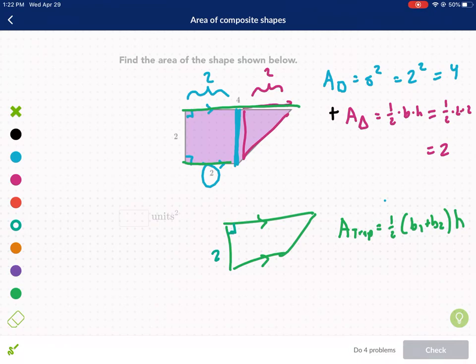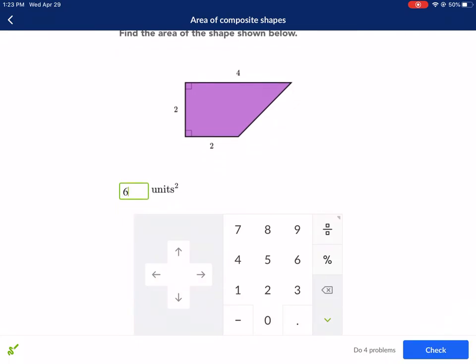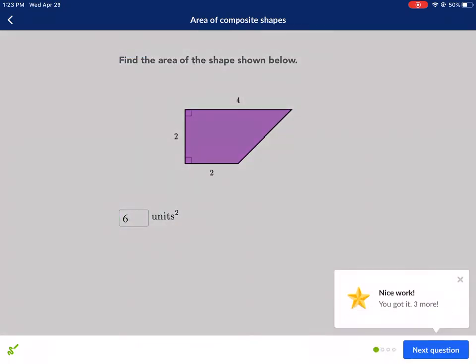That's very important. And then one of the bases is 4, the other is 2, and then we can apply our formula, see if we get the same thing. So 1/2, 4 plus 2 is 6. Let me write it out just to make sure you guys get it. So we have 4 plus 2 times the height, which is 2. Then we have 1/2 times 6 times 2. That's 12 over 2, or 6. So see how we got the same thing, 6 units squared, whether we treated it as a trapezoid or a compound shape.